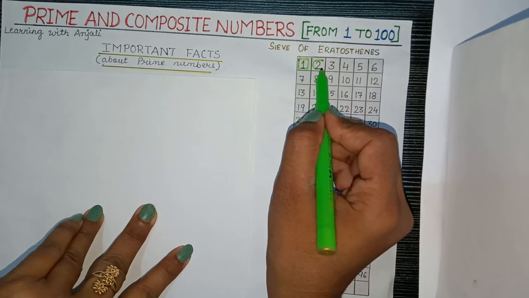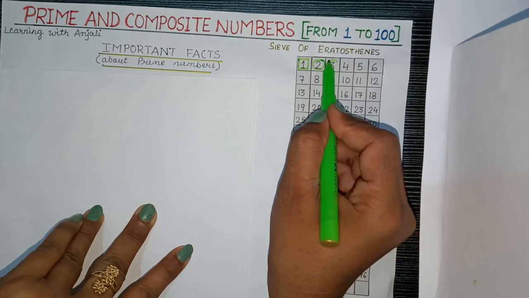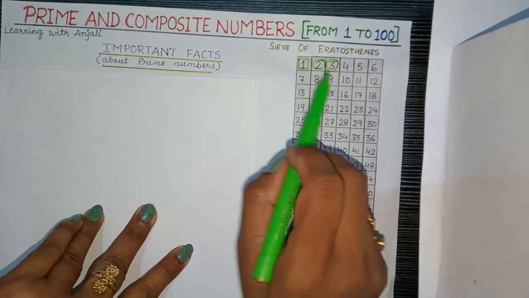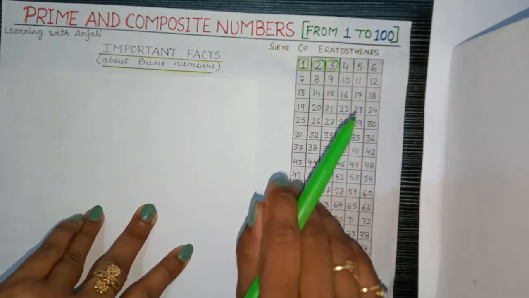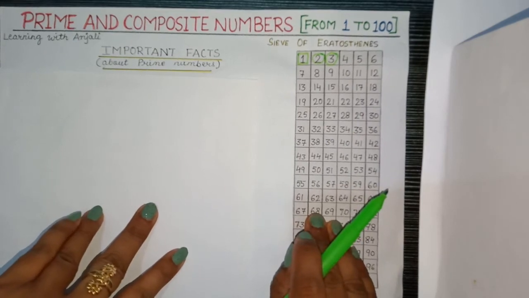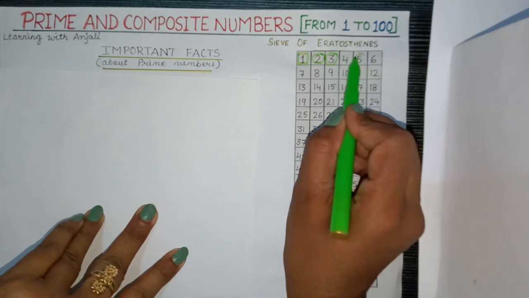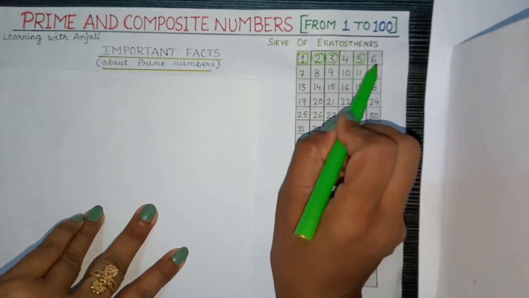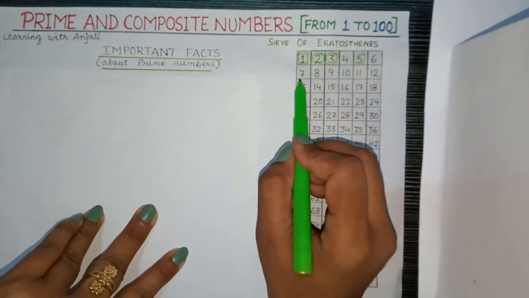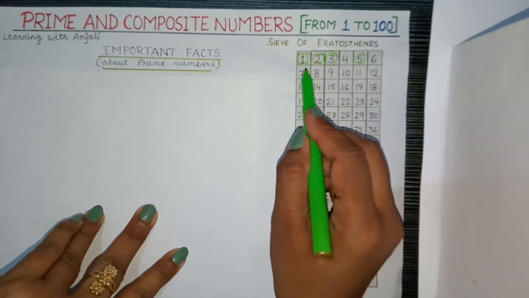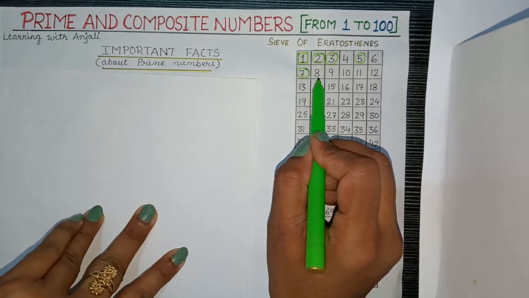So we circle it. 3 is also a prime number. We circle it also. 4 is not a prime number. 4 is a multiple of 2. That's why 4 is not the prime number. And here 5. 5 is also a prime number. And 6 is not a prime number because 6 is the multiple of 2 and 3. Here 7. 7 is the prime number. So we circle it. Now 8 is not a prime number.